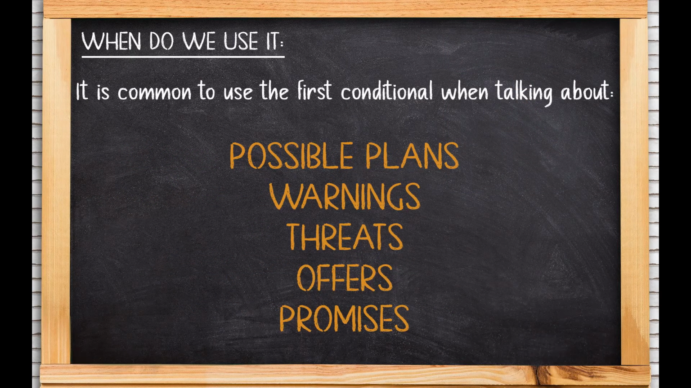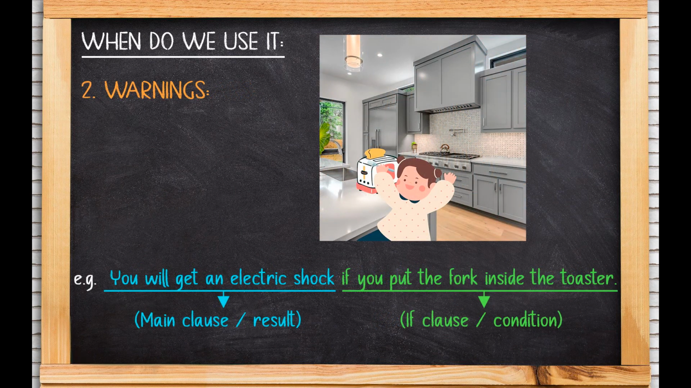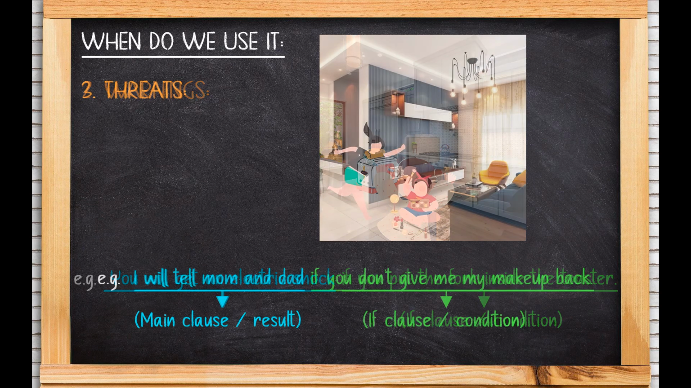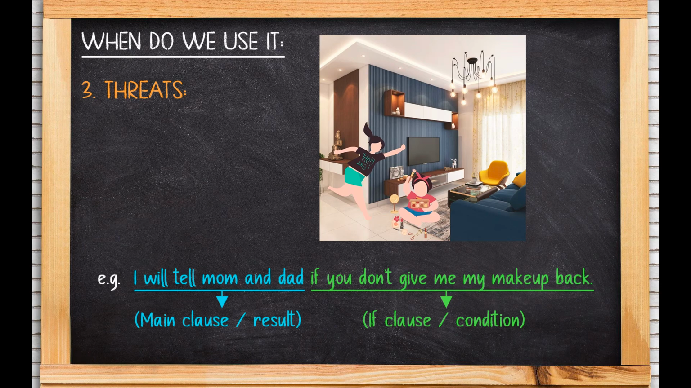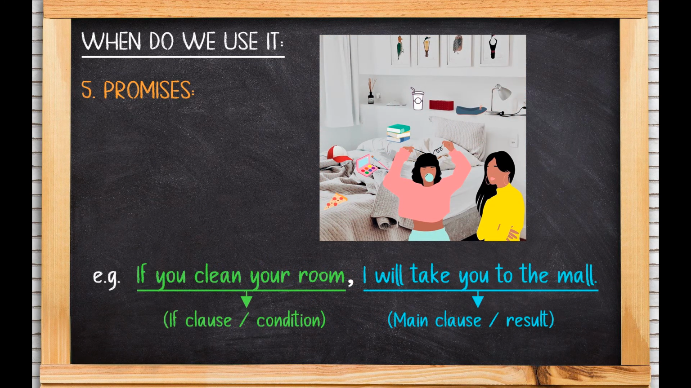It is common to use the first conditional when talking about possible plans, warnings, threats, offers, and promises. For example, possible plans. If I go to Barcelona, I will visit the Sagrada Familia. Warnings. You will get an electric shock if you put the fork inside the toaster. Threats. I will tell mom and dad if you don't give me my makeup back. Offers. I will pick you up if you want. Promises. If you clean your room, I will take you to the mall.